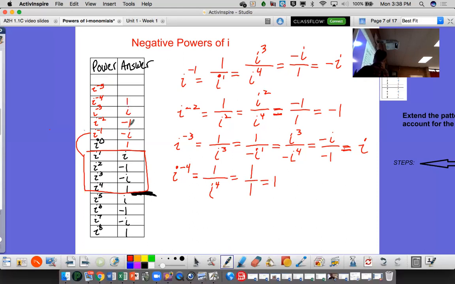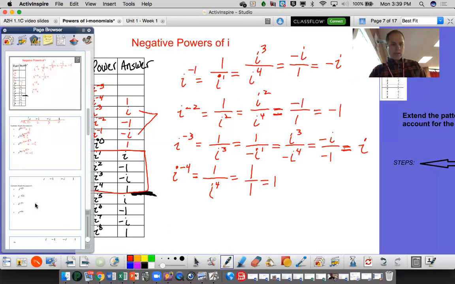I squared is still negative 1. Even if it's a negative exponent of 2, it's still the same thing. I squared and I to the negative 2 are equivalent. I to the third was a negative I, but it's now a positive I. Okay, so what I'm noticing is that the only things that have changed now are the power of 1 and the power of 3. So the power of 3 and the power of negative 1, these have kind of reversed their answer.